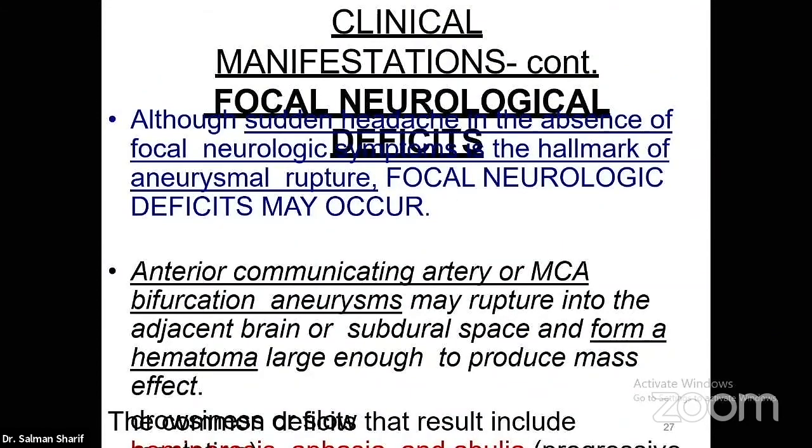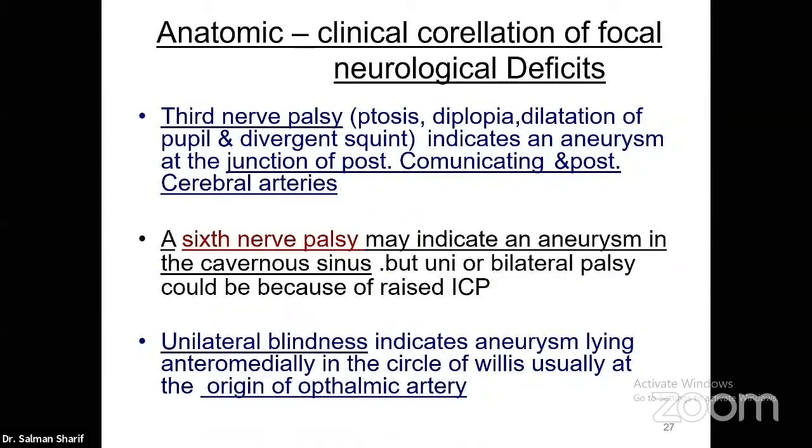Among the clinical manifestations, focal deficit: an anterior cerebral artery or MCA bifurcation aneurysm may rupture into the adjacent brain or subdural space and form a hematoma large enough to produce a mass effect. Similarly, ptosis, diplopia, dilatation of the pupil, and divergent squint indicate an aneurysm at the junction of the posterior communicating artery and posterior cerebral arteries.